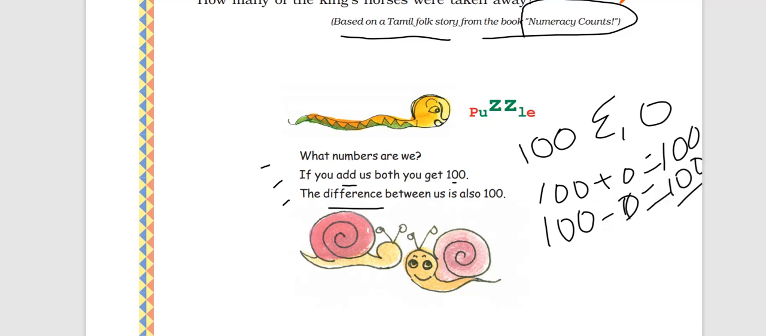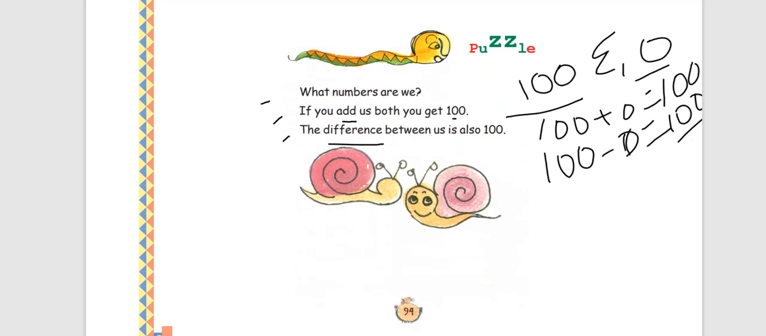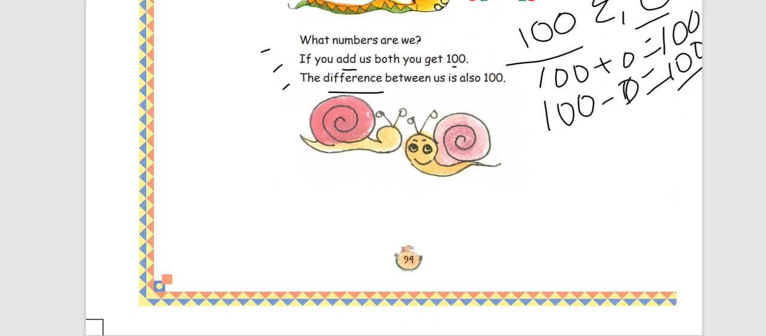So, when you add or subtract 0 from a number, you would end up with the same number because 0 has no intrinsic value to it. So, 100 plus 0 is 100, 100 minus 0 is also 100. So, the answer is 100 and 0 are those two numbers. Okay, I think that's the end of this chapter.